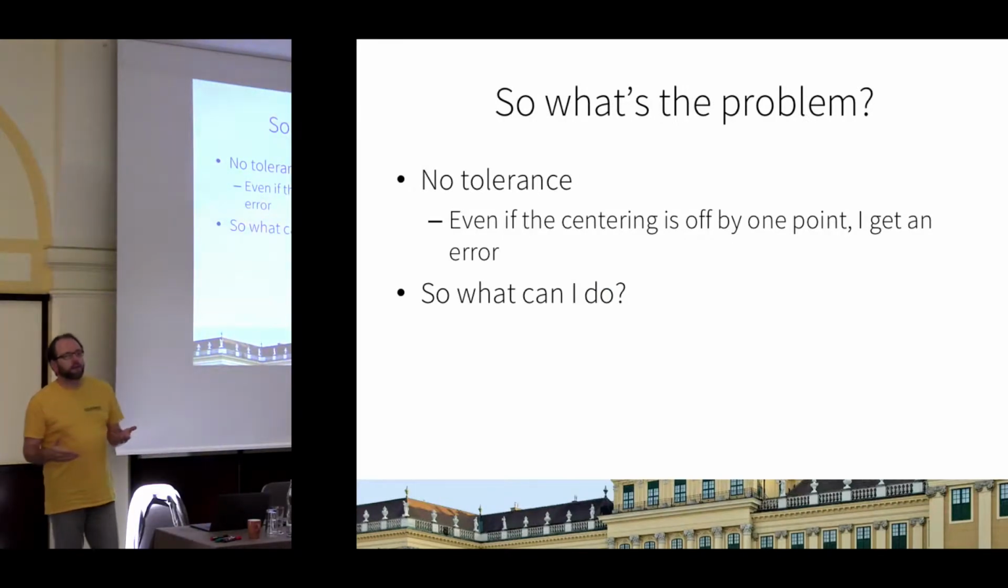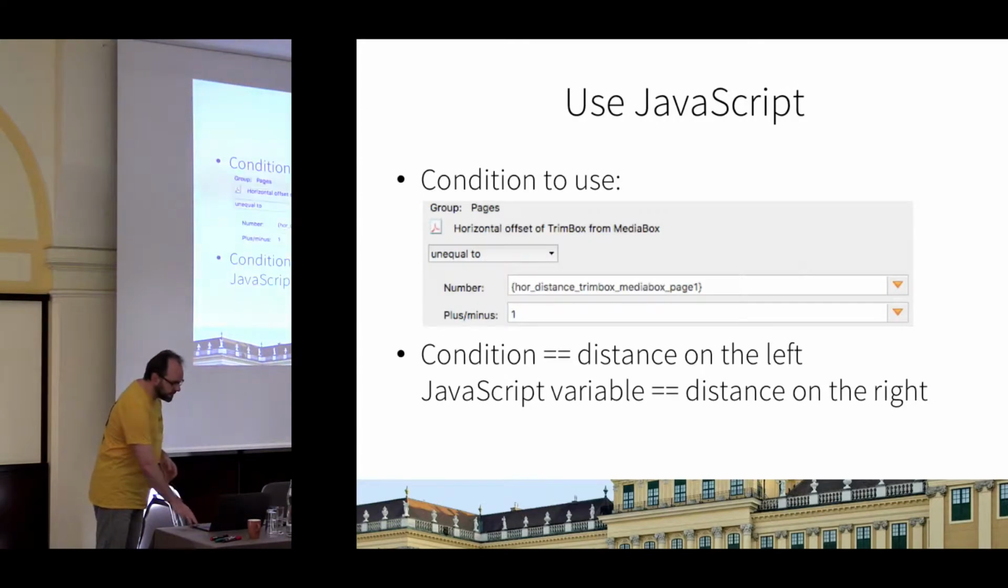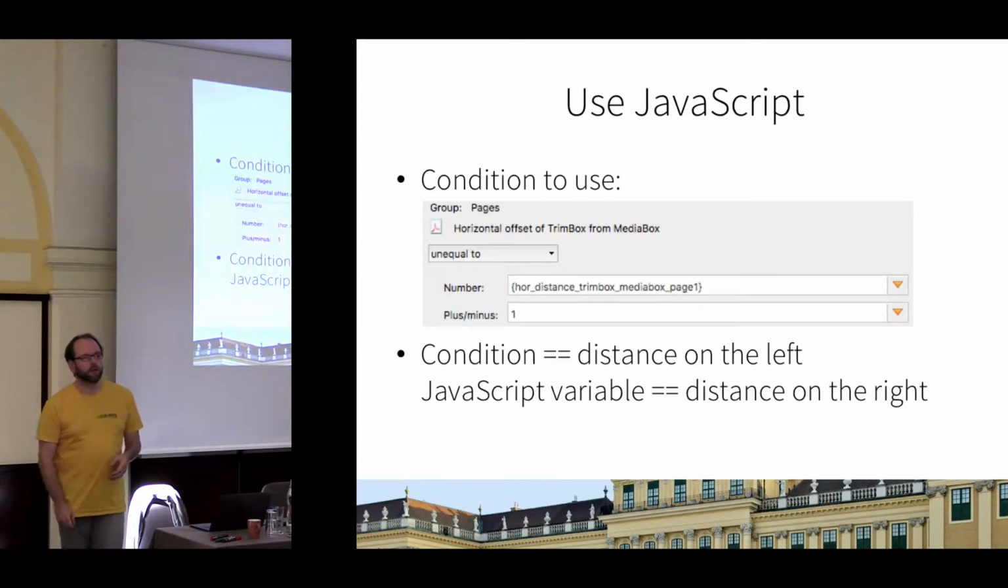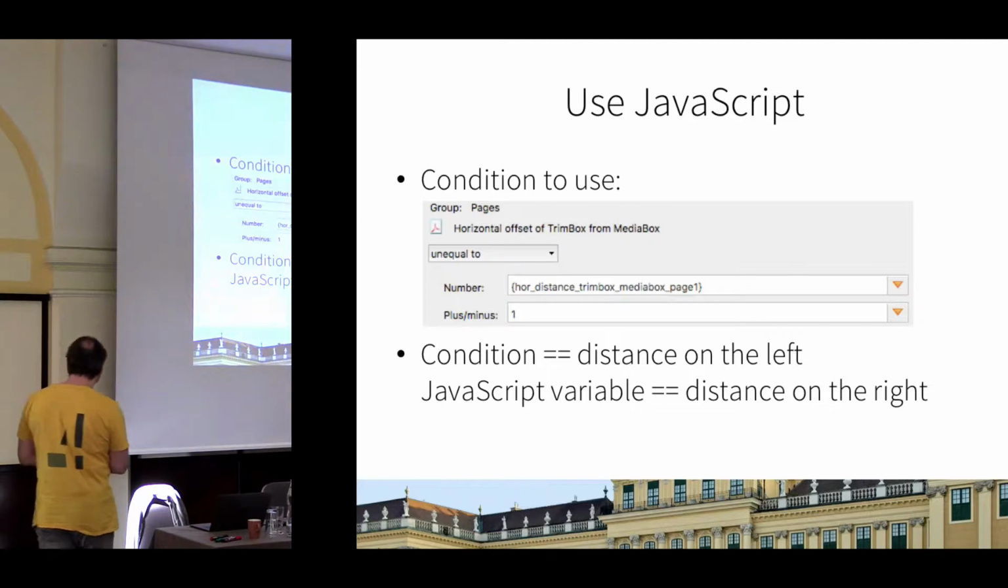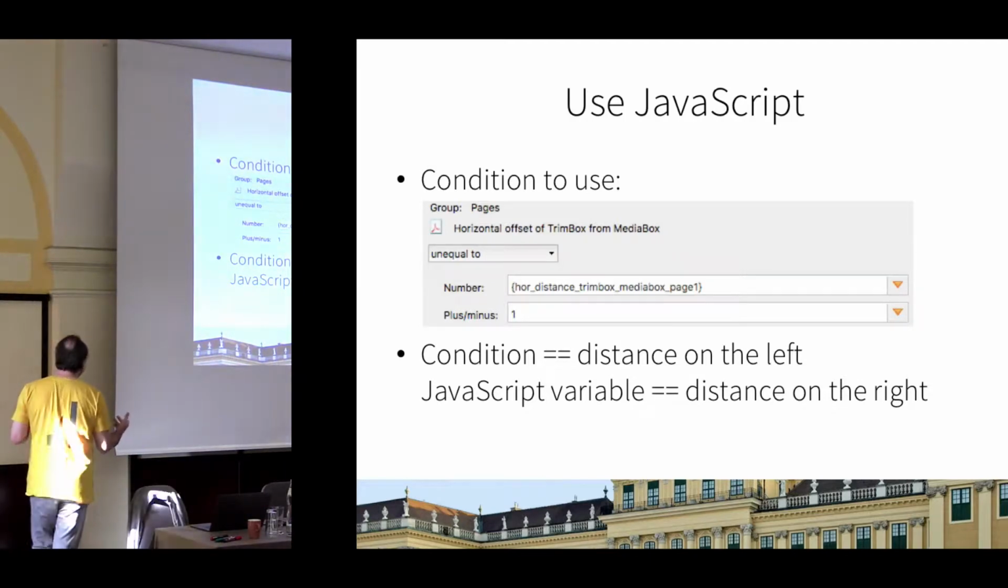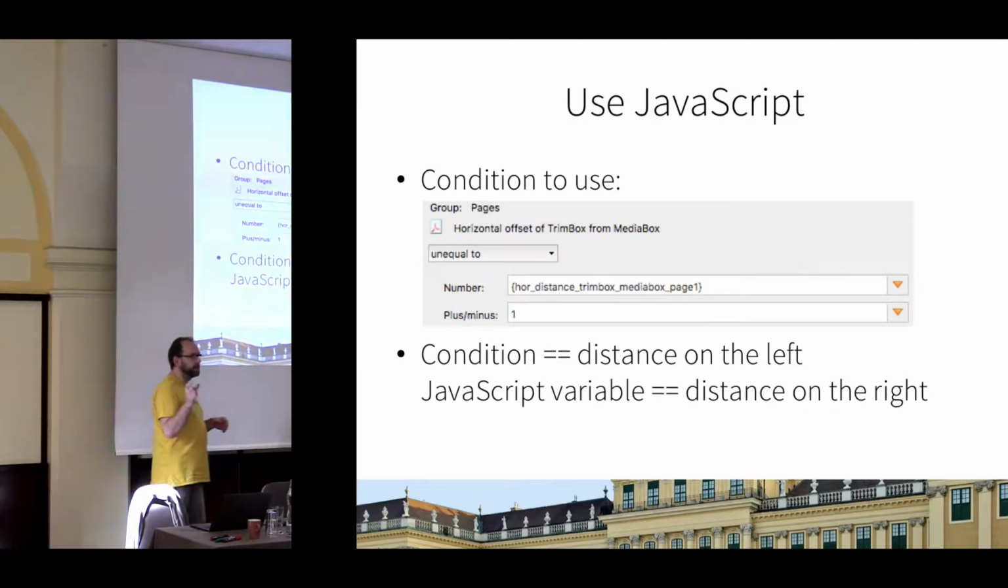The only thing that you can do in that case, if you're not using one of the conditions that is built in, is you can try to create your own kind of condition. And in this case, you can do that using JavaScript. If you think about what it means to be centered, it means that the distance you have on the left-hand side between the Mediabox and the Trimbox is equal to the distance you have on the right-hand side. That's the definition of being centered.